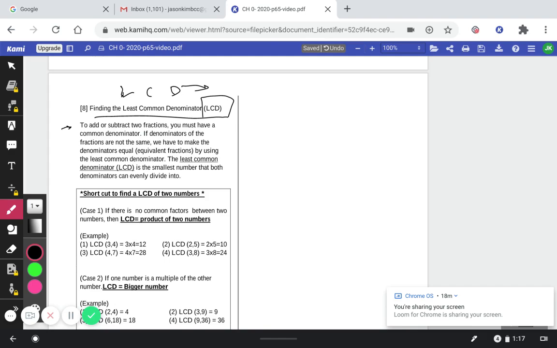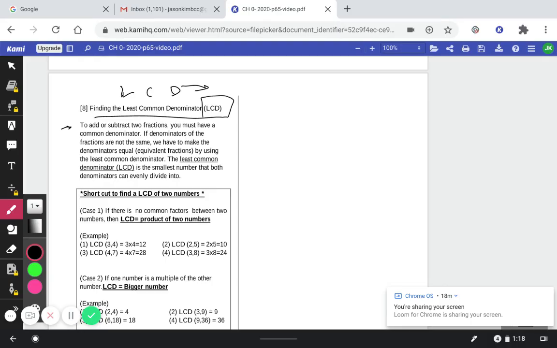Now, to add or subtract two fractions, you must have a common denominator, like we had before. If the denominators of the fractions are not the same, you have to make the denominators equal. So make an equivalent fraction by using the least common denominator. The least common denominator, LCD, is the smallest number that both denominators can evenly divide into. So being able to find the LCD is very important.